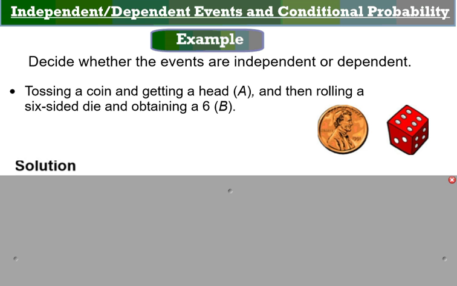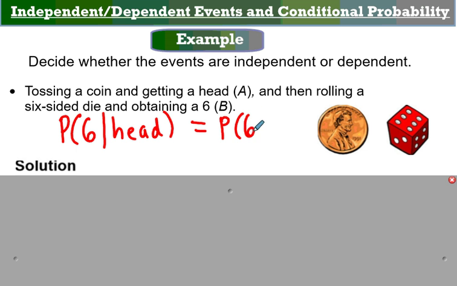Just one more situation. Decide whether the events are independent or dependent. Tossing a coin and getting a head, then rolling a six-sided die and obtaining a six. So we're looking here at the probability of getting a six, given that the first thing that happened was I flipped a head, and seeing if that is equal to just the probability of getting a six from the get-go.